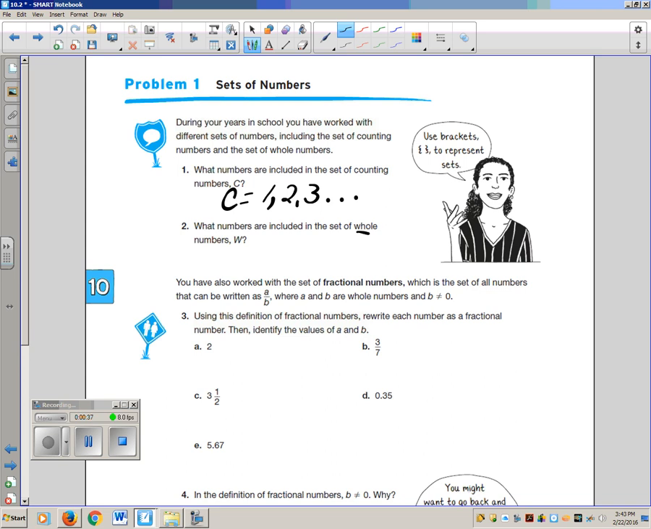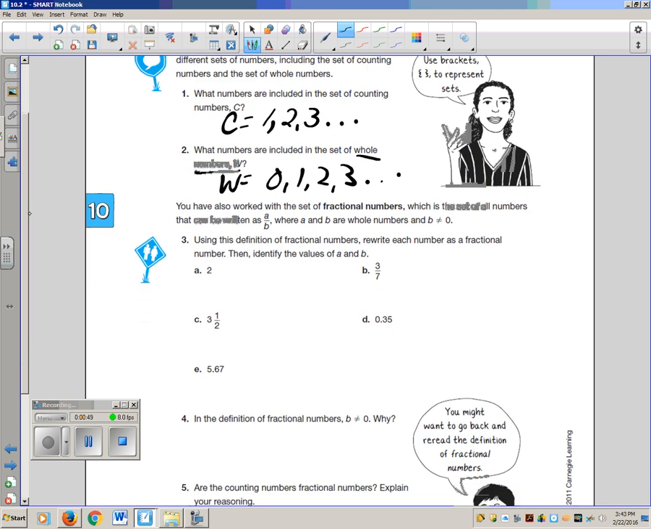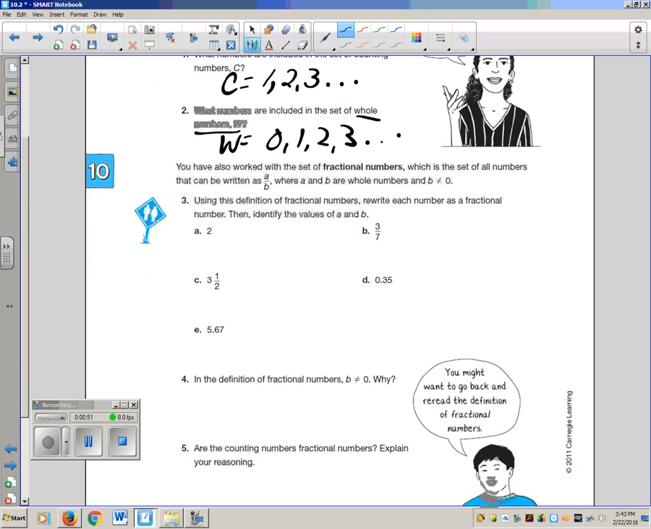What numbers are the whole numbers? Whole numbers include 0, 1, 2, 3, dot, dot, dot. It keeps going forever. A lot of vocabulary in this section. We've also worked with fractional numbers, which is the set of all numbers that you can write with a numerator and a denominator, but the denominator cannot be 0.